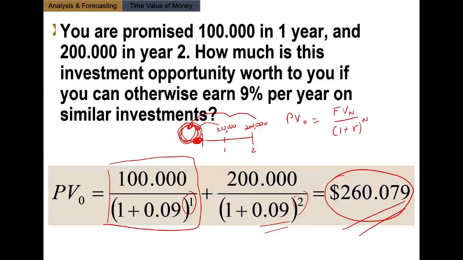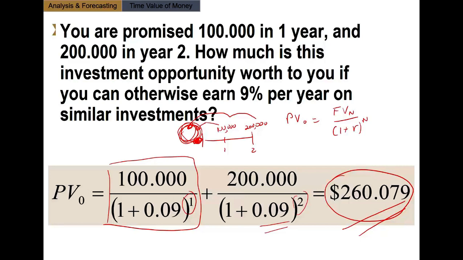If you don't believe me, just take the $260,000 today, make it earn 9% for 1 year, pay yourself $100,000, and then whatever's left in that account, make it earn 9% the second year, and you'll see that you will also have enough money to pay yourself the $200,000. In other words, receiving $260,000 today is the same thing as receiving $100,000 and $200,000 in years 1 and 2 respectively. So here's the answer to an investment question.